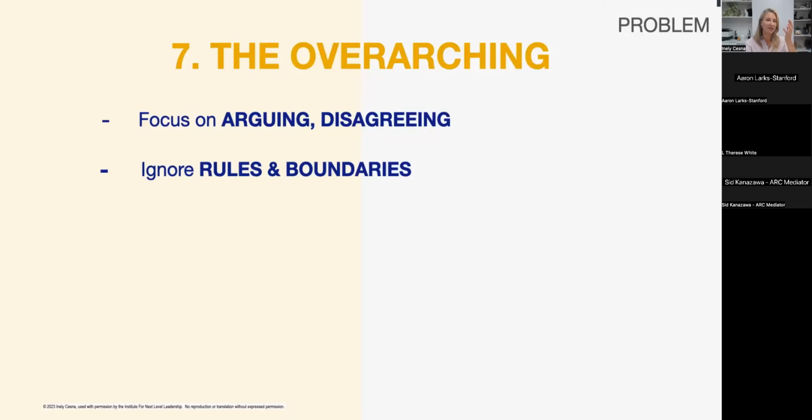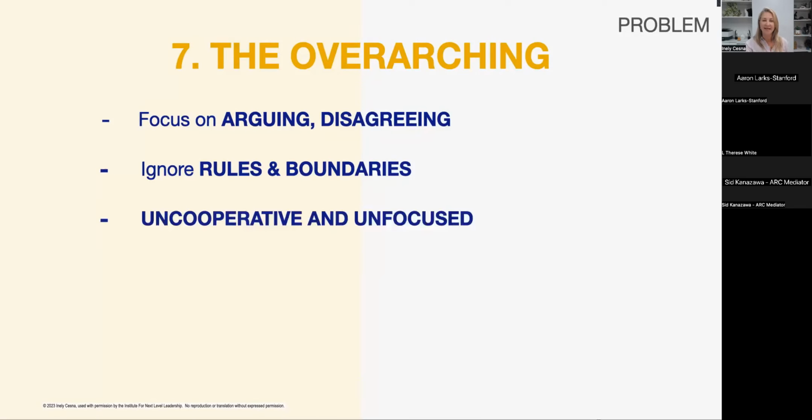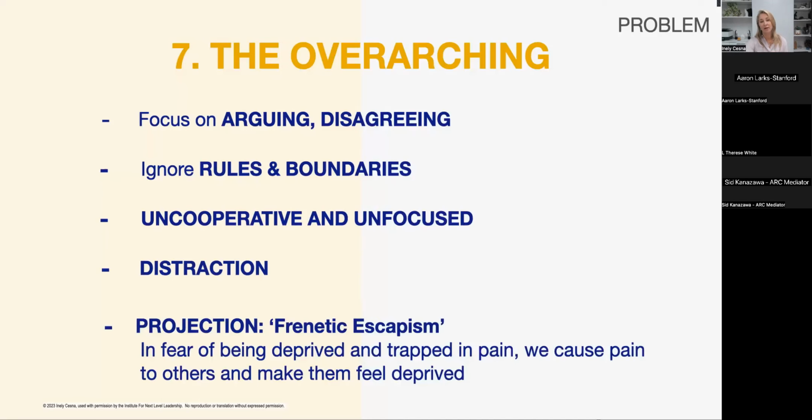They tend to ignore rules and boundaries and guidelines. It just goes like they don't exist. They become uncooperative and unfocused because they're trying to grab every little piece, all at the same time. They are distracted. We can't focus on one issue at a time because they're dealing with 10 issues at the same time. And what happens here is a projection called the frenetic escapism.